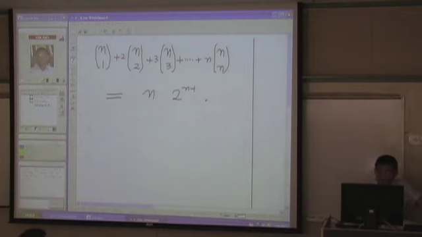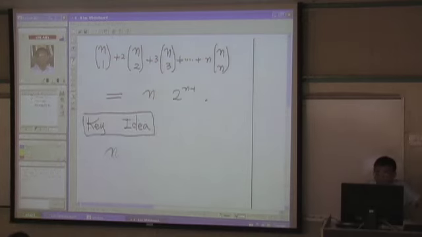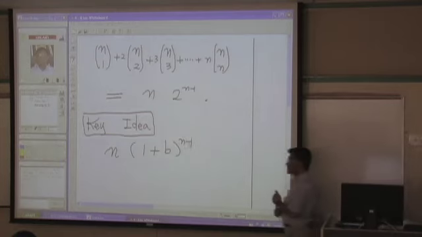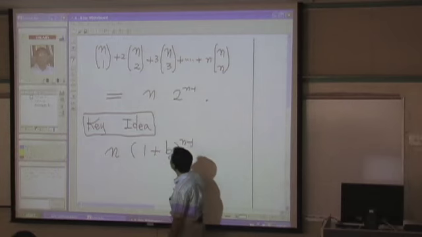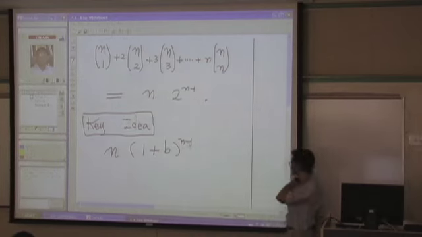So the key idea is given. The key idea is this: n times (1 plus some number b) to the power of n minus 1. This is the key idea. And then we write many patterns like these to prove the theorem.